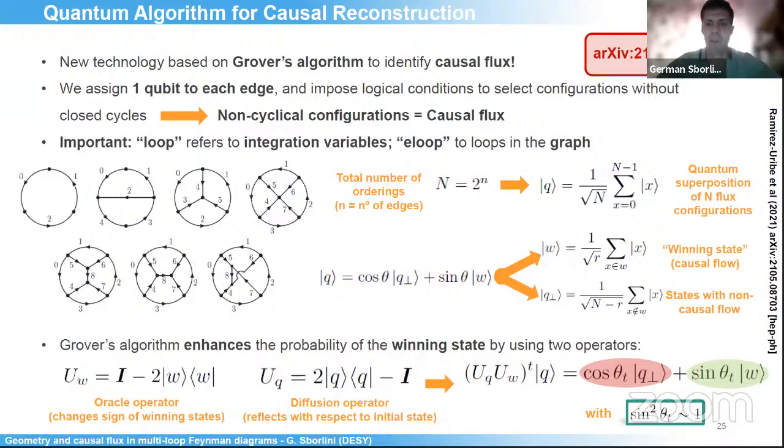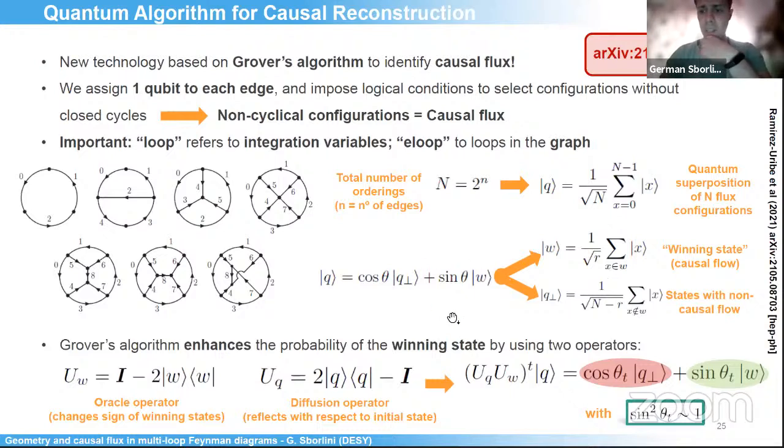And here we define an initial state that was the superposition of all the possible orientations of the lines of a diagram, of the edges of the diagram. If you think about this number, it grows exponentially with the number of internal edges, like 2 to the n, because we have two possible orientations. So there is a huge number of states that must be tested to determine whether they are causal or not, if they lead to configurations that are cyclic or not.